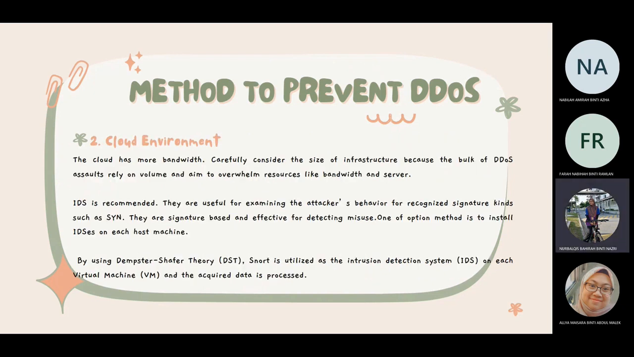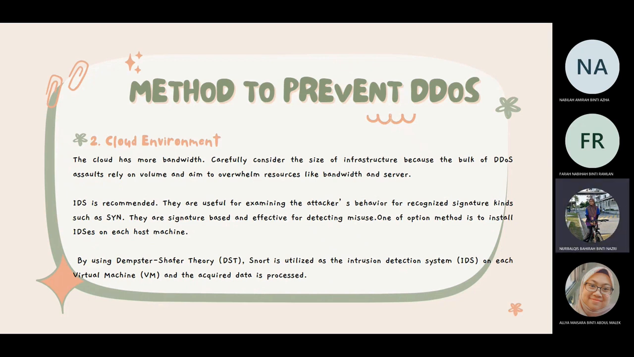So the second one is the cloud environment. The cloud has more bandwidth. Carefully consider the size of the infrastructure, because the bulk of DDoS assaults rely on volume and aim to overwhelm resources like bandwidth and servers. So IDS is recommended. They are useful for examining the attacker's behavior for recognized signature kinds such as SYN. So they are signature-based and effective for detecting misuse.